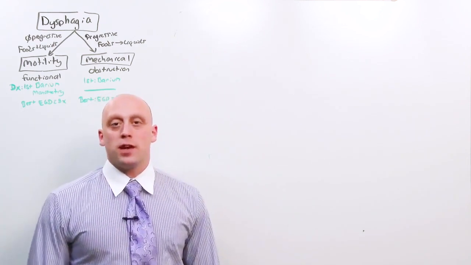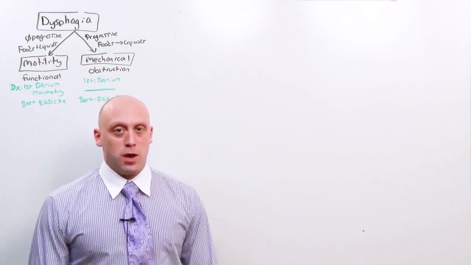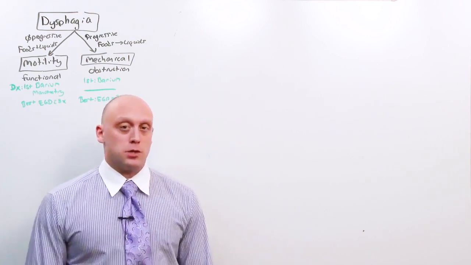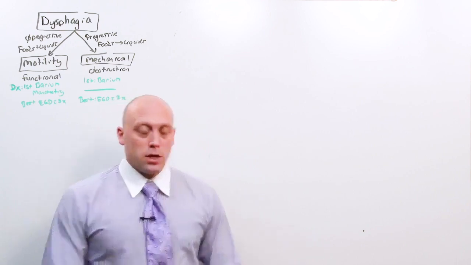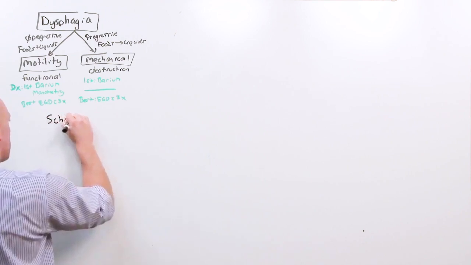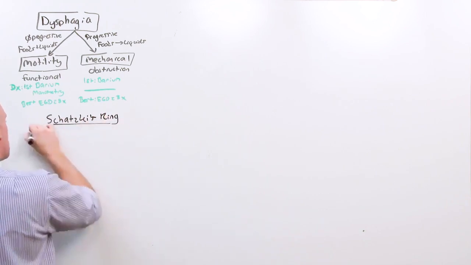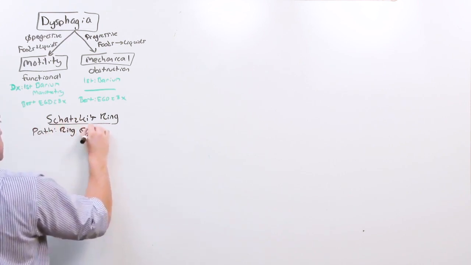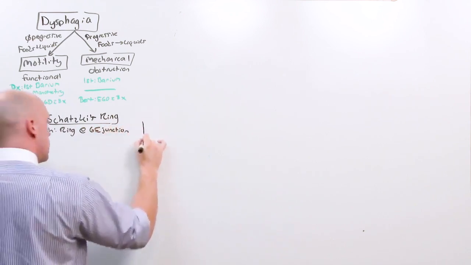In a discussion of the mechanical disorders, we're going to focus on the barium swallow and the EGD with biopsy. No manometry is needed. And remember, mechanical obstructions are going to present with progressive dysphagia: food, then liquids. Let's start off with a Schatzki's ring. A Schatzki's ring is a ring at the GE junction. This is what it looks like.